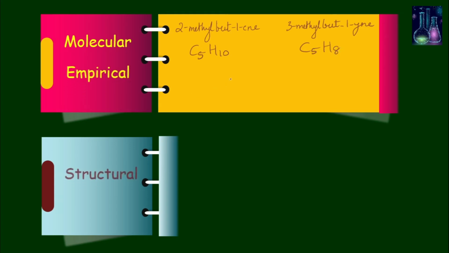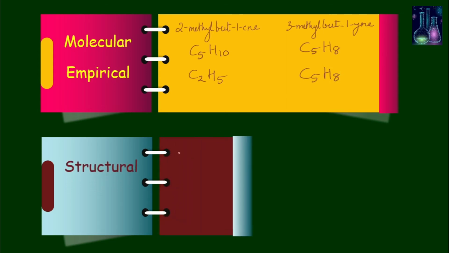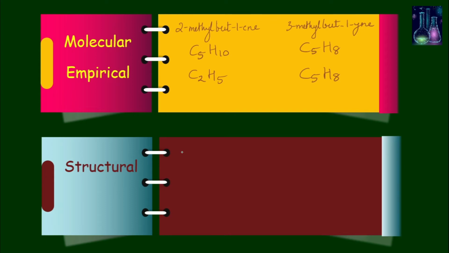Empirical formula would be C2H5, and here it is C5H8. Structural formula: C bonded to C and 4 carbon atoms. The first carbon atom has a double bond. Now arrange the rest of the hydrogens.